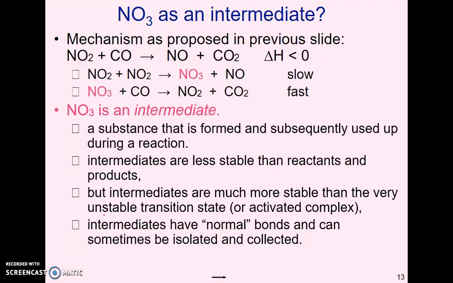So a little bit more about intermediates here. NO3 is an intermediate, and like we said, is a substance that's formed and then used up in the next step. Intermediates are less stable than reactants. But they're more stable than the activated complex, which is that thing on top of the activation energy. And intermediates have normal bonds, like they're not extremely unstable. You can collect them and isolate them, unlike activated complexes or transition states, which cannot usually be isolated.